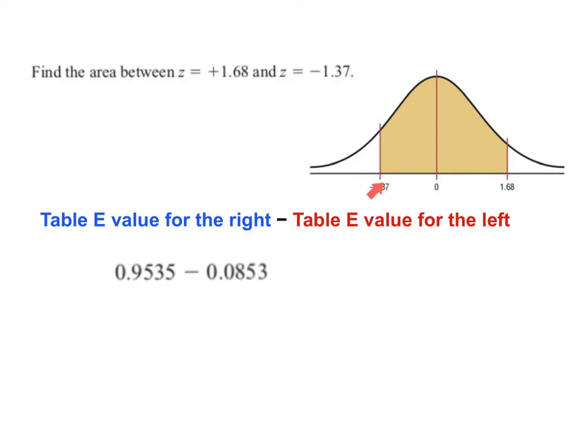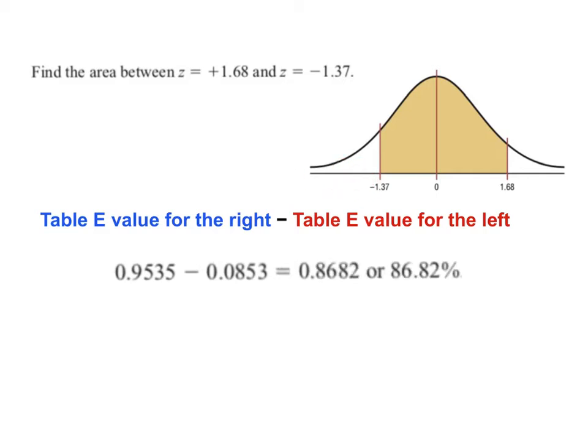This area, again to the left, is the white space. So when I take the table E value for 1.68, I'm including the white space. When I then look up the value for negative 1.37, I subtract it from the whole thing and essentially chop it off. That's why we don't have to worry about subtracting from 1. I'm taking this area away from the whole thing. Even though it's to the right kind of thing, the reality is I'm going all of it to the left and all of this to the left, and I'm just going to subtract the two from each other.